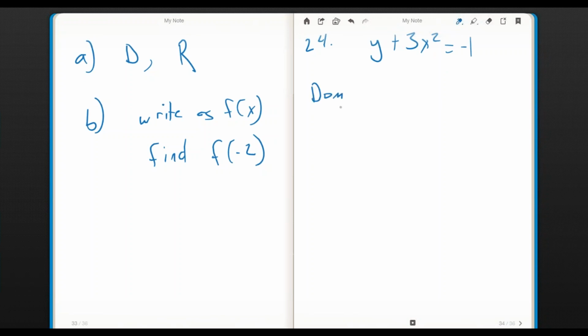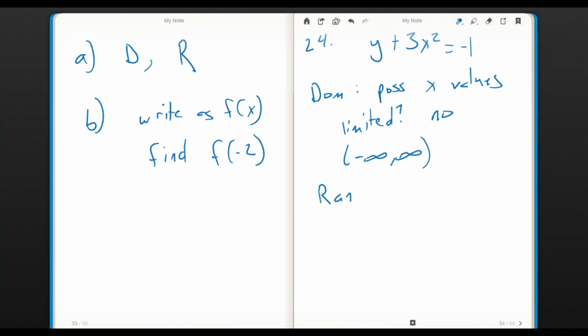Domain and range is more logical than math, and so you have to think. Domain is the possible x values. Is there any limit? Am I limited to what I can put in for x? And the answer is no, I'm really not. X could be negative, x could be positive. Whatever I put in works just fine. Okay, anything works for x, so the domain is going to be from negative infinity to infinity.